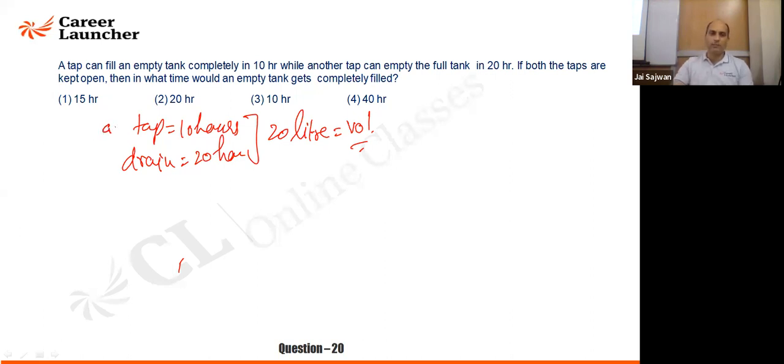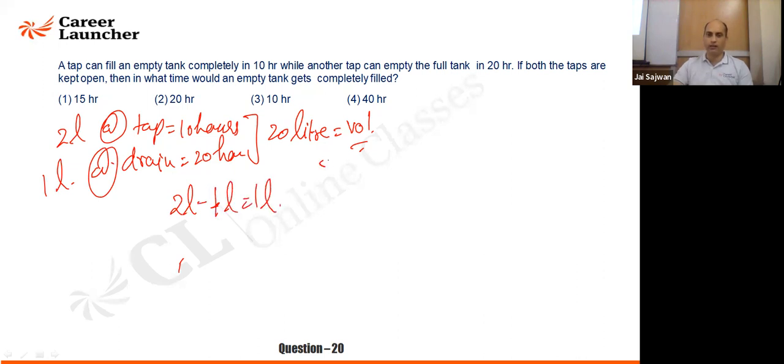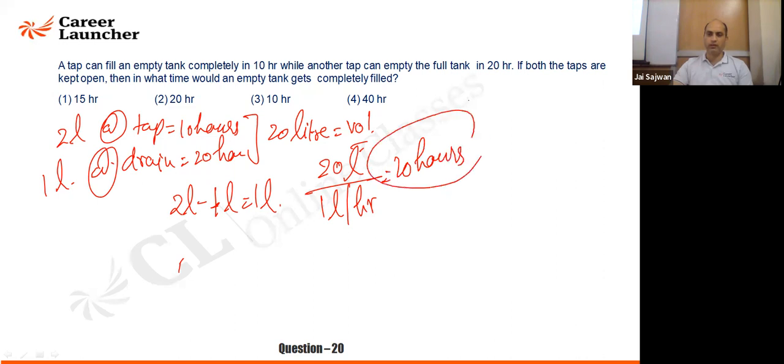So I know this tap is going to fill it at the rate of 2 liters per hour and this one is going to empty it at the rate of 1 liter per hour. So effectively it is 2 liters minus 1 liter. 1 liter of water is left in the tank. A 20 liter tank is filled at the rate of 1 liter per hour. Should I say it is going to take 20 hours? Answer is 20 hours. Very good.